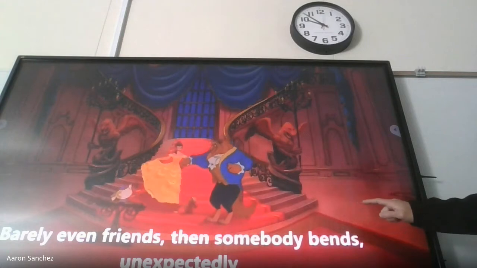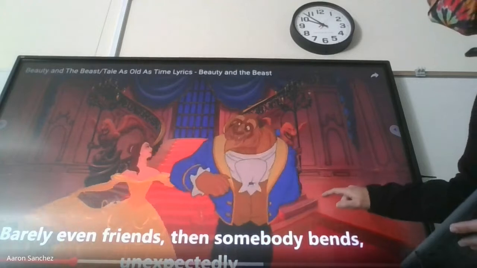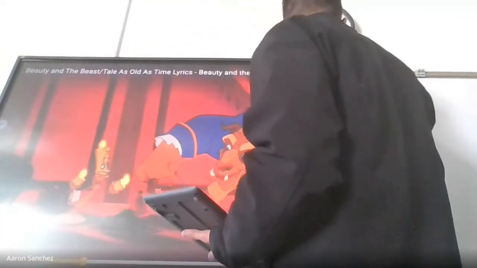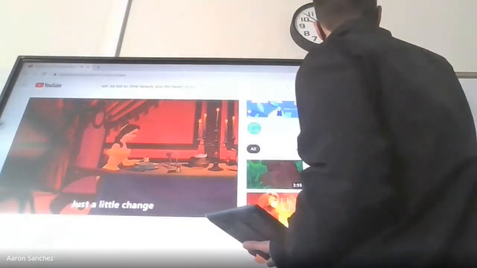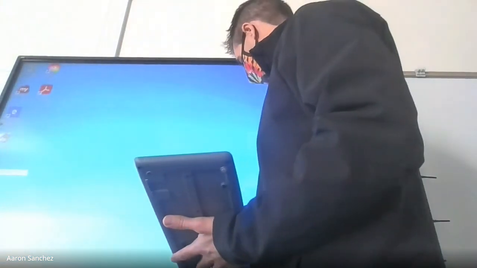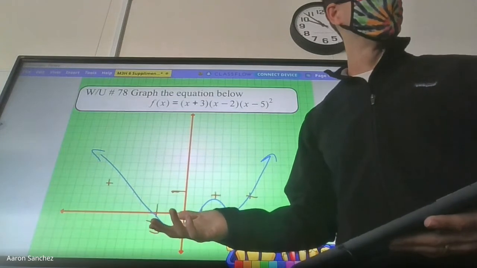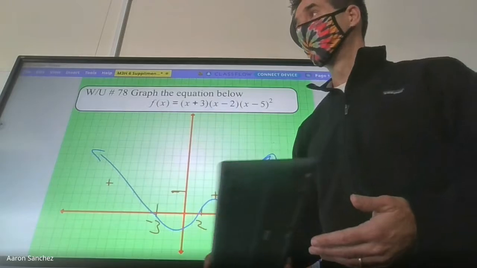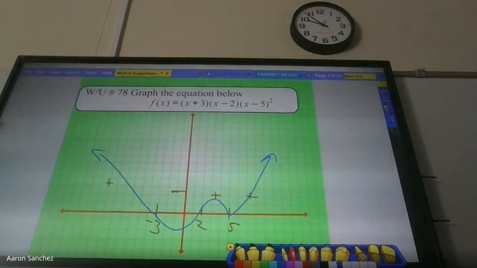Even friends, then somebody bends. Oh my gosh. Okay. Unexpectedly. Okay. I can't do this to you guys. Just a little change. That was creepy. Like, first he kidnaps her. You know what I mean? He kidnapped her.